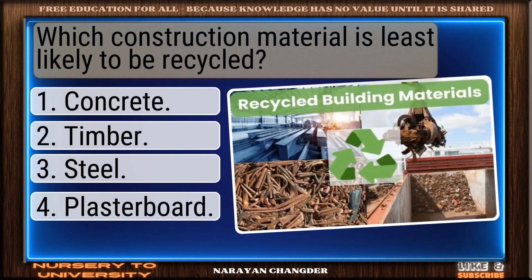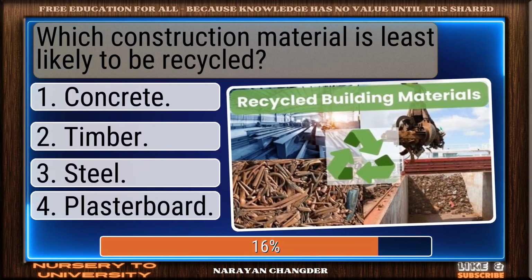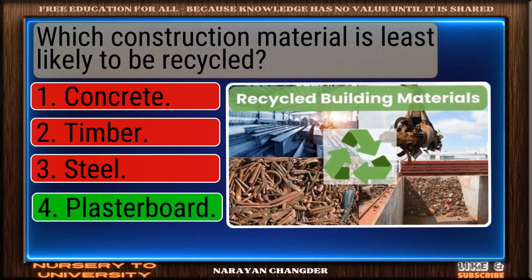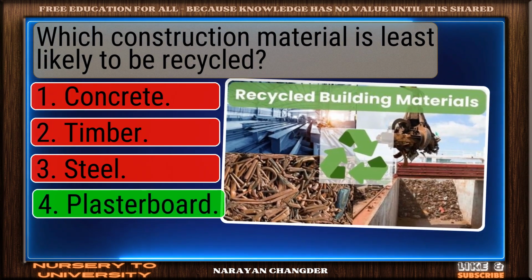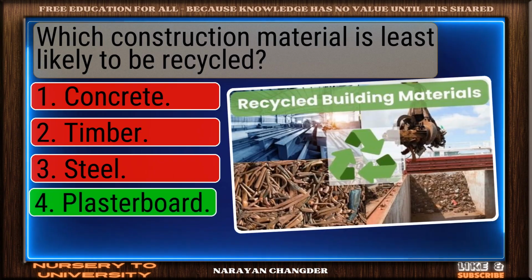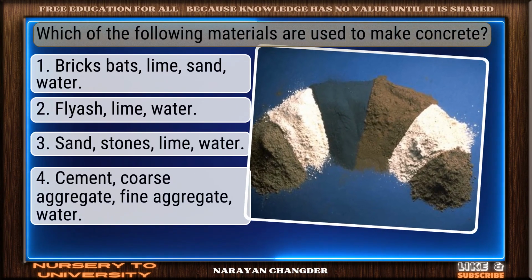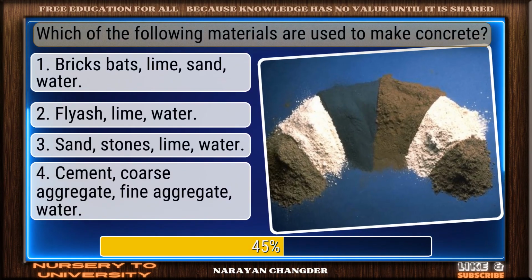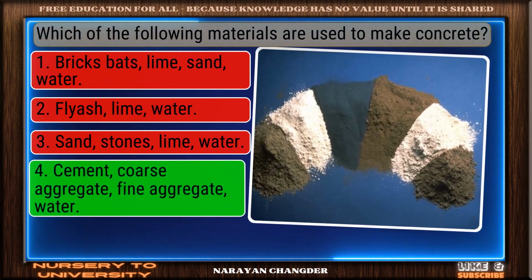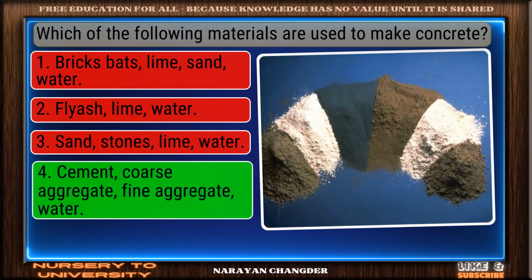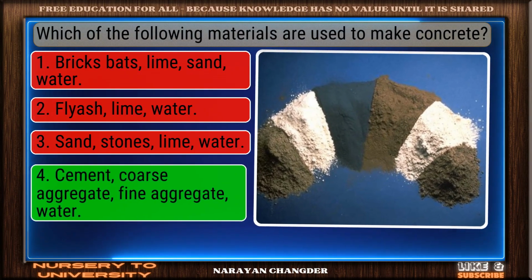Which construction material is least likely to be recycled? Clear logic. Your choice, plasterboard, is sound and 100% true. Which of the following materials are used to make concrete? Correct response. Cement, coarse aggregate, fine aggregate, water is the most accurate answer.